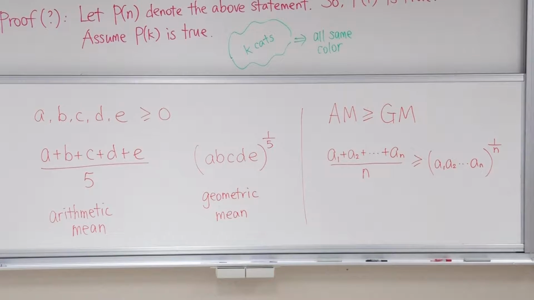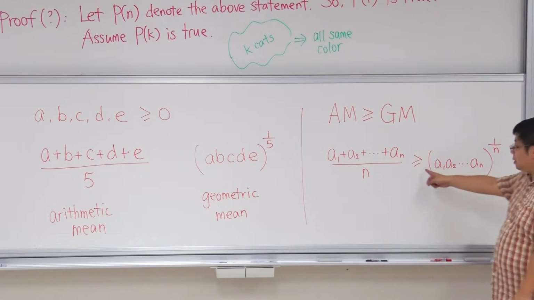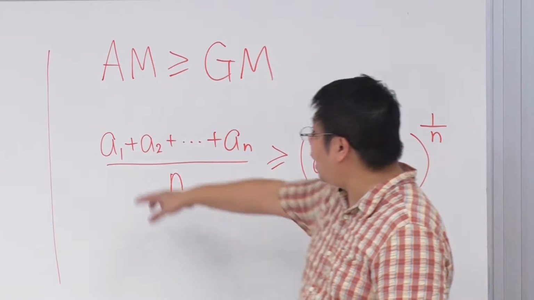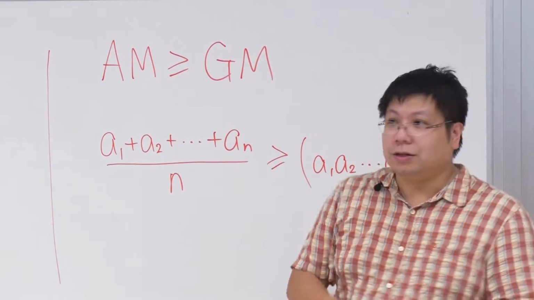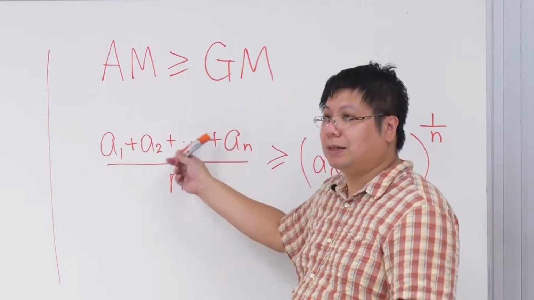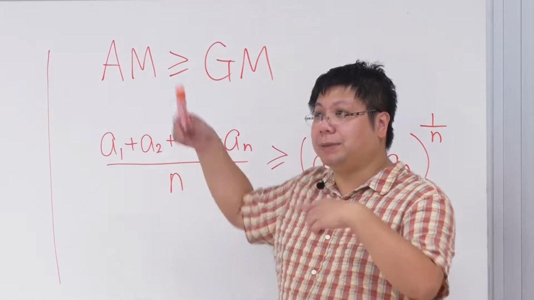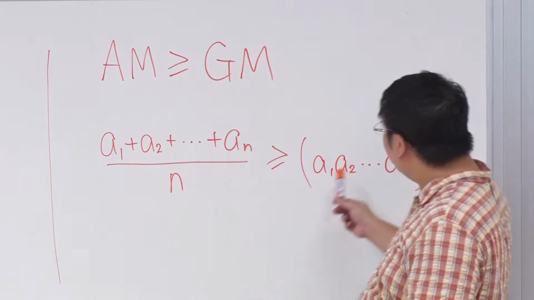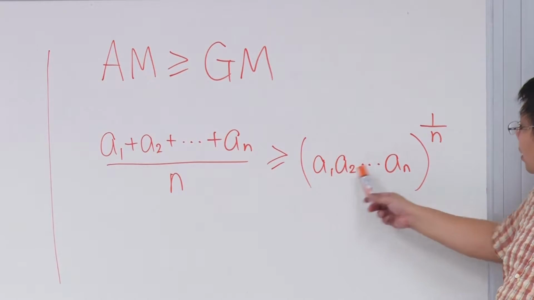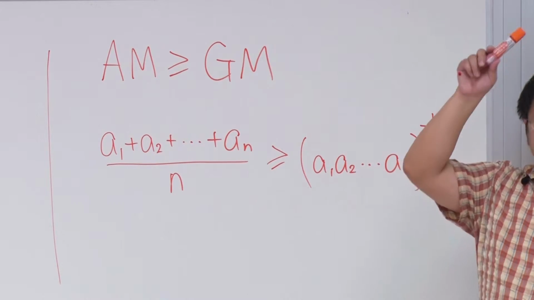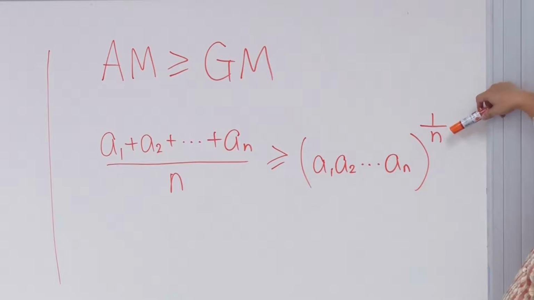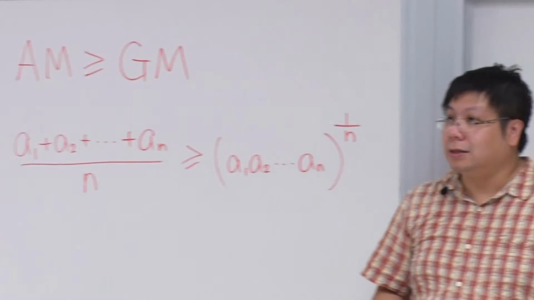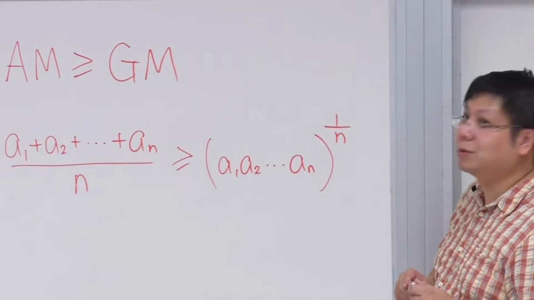And when will it be equal? It is an equality when everything is the same. If all of them are the same, then on the left-hand side it will be a1 times n divided by n, so it is a1. For the right-hand side, it is a1, a1, a1, a1, so it is a1 to the power n, and you take the 1 over nth root, so it becomes a1 back. So this is the case where equality holds.